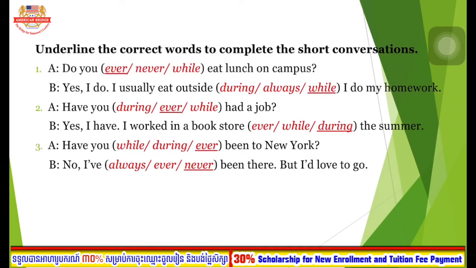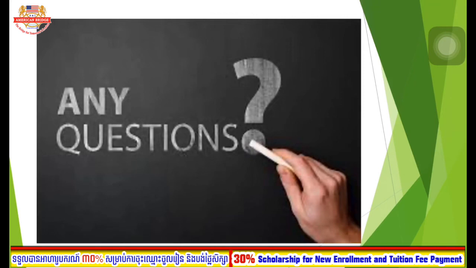So 1A, never, B, ever, and 2A, never, B, during, and 3A, ever, and B, never. Okay, so good. So these are the correct answers. For number 1, letter A is ever. Okay, good students. Any questions?